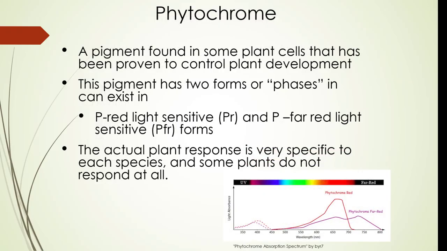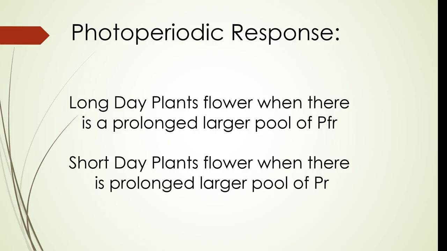So there's a pigment that's found in some cells that has proven to control plant development, and that's called phytochrome. This pigment has two forms, P-red sensitive (PR) and P-far red sensitive (PFR) forms. And each plant response is very specific to each species. Some plants don't respond at all. So long day plants flower when there is a prolonged larger pool of PFR. Short day plants flower when there's a prolonged larger pool of PR.